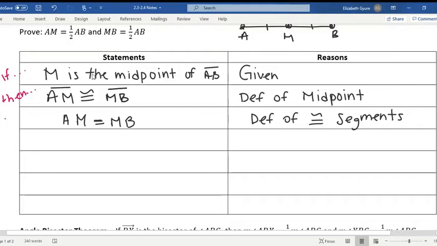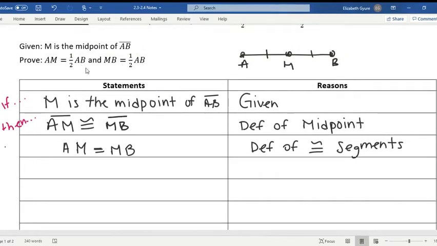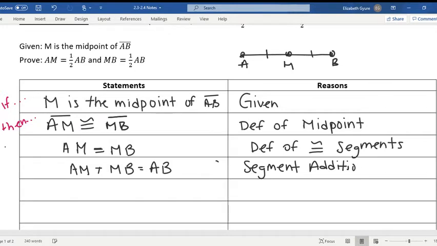Now we have these equal parts. But if you look at your proof, we need to also talk about the full measure AB. So I have my segment here. This is going to be really similar to what we did before. I'm going to use my segment addition postulate to add up my parts. So I'm going to say that the measure of segment AM plus the measure of segment MB equals the full segment, which is the measure of AB, and I can do that with the segment addition postulate.